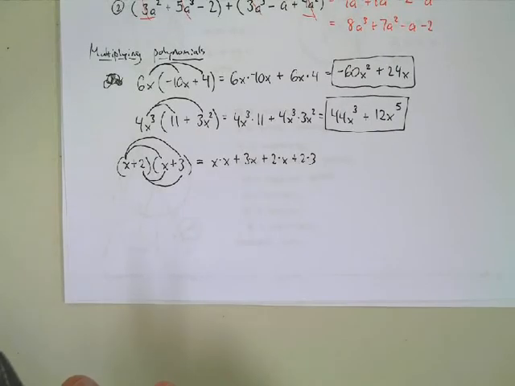All right, so x times x is x squared. 3 times x is just 3x. 2 times x is 2x. I'm sorry, what was the question?